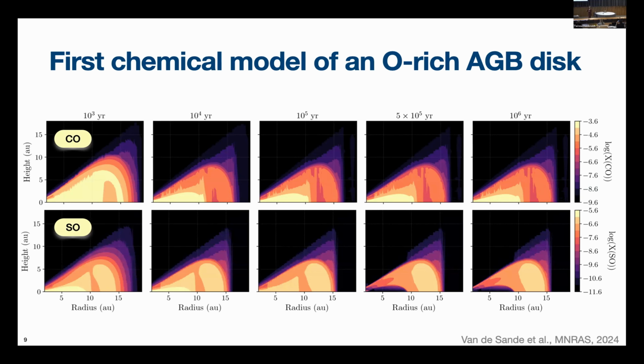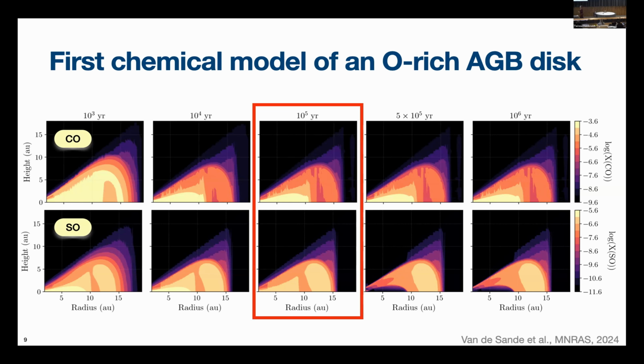And if you then look at the other parent species, SO, it's an oxygen-rich disk, so SO is a parent. You see that after 500,000 years, a gap starts to appear within the midplane of the disk. Now, SO was previously observed as well at a spatial resolution that would have been high enough to resolve this gap if it had been there. And we don't see this gap within the observations. So using the chemical model, we can tentatively age the disk at being not much older than 100,000 years.